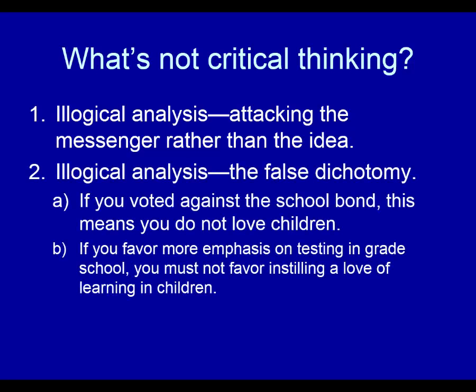The false dichotomy is another example of illogical analysis. If someone says to you, if you voted against the school bond, this means you do not love children. If you think about this scenario, there are four possibilities. You could vote for the school bond and not love children. You could vote for the school bond and love children. You could vote against the school bond and not love children, or you could vote against the school bond and love children. There are four options there. This particular presentation by someone arguing against you is presenting to you a false dichotomy, as though there are only two options there, not four.